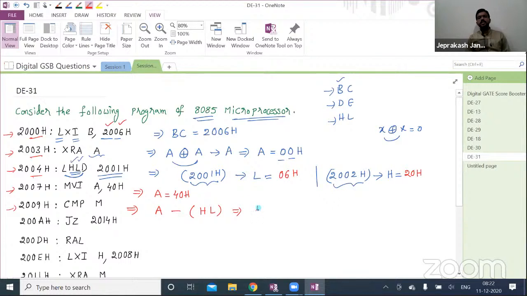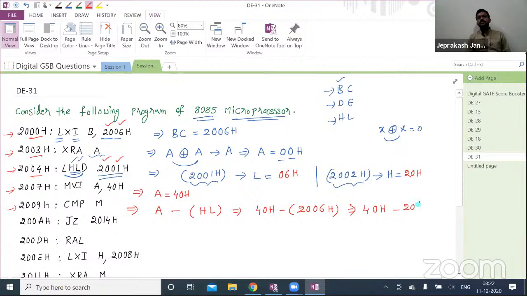So here the accumulator value is 40. In HL, the H value is 20, the L value is 06, right? 2006H. Now tell me, in this particular memory location, what is the content you are having? All of you please respond. In 2006, see here, at location 04 you have this opcode, at location 05 you have this content, and at location 06 you have 20.